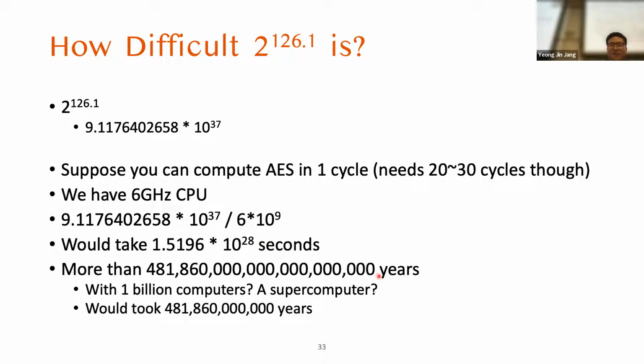And then even if you have 1 billion of such computers, we can remove 9 zeros, then it's still in several trillions of billions of years. So that means that with that high lower bound, we can ensure that our current AES is secure even against the fastest supercomputer in the world. Yeah. Any questions up to this point?